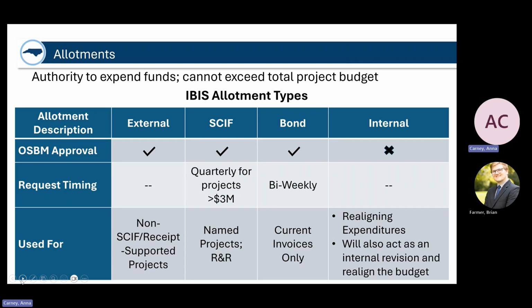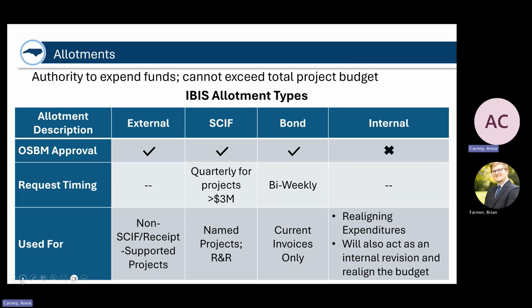For projects that are greater than $3 million, we ask that these are submitted quarterly and are generally used for named projects or for R&R. Bond requisitions, like we said, aren't used as much anymore, but for those that are active, they do require approval through OSBM. Requests for these from universities are submitted bi-weekly, so we usually send out an email asking you to submit those IBIS requests, and they can only be used for current invoices. So the university has to have invoices on hand to request that exact amount. It can't just be an estimate of what you think is needed over time.